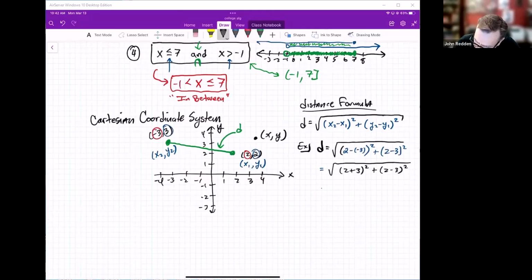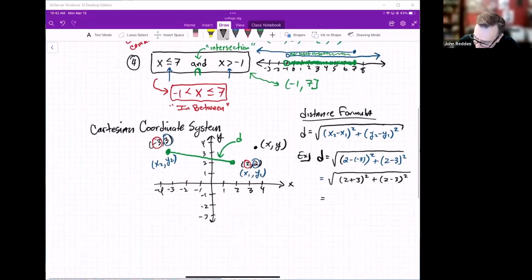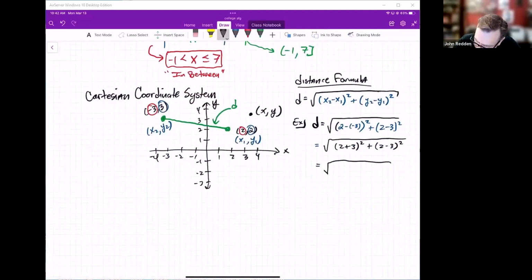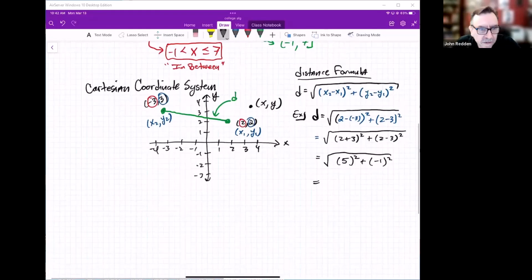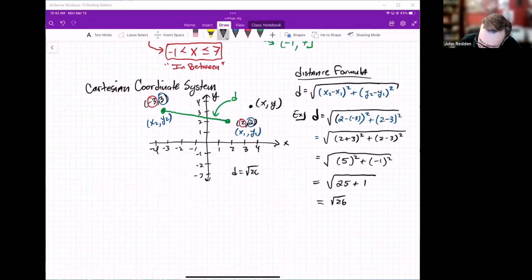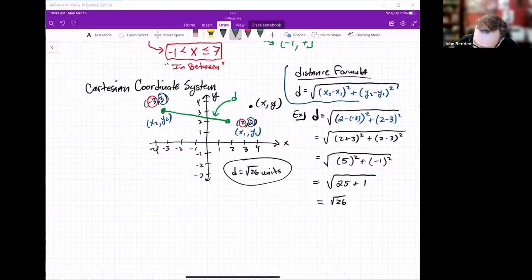I'll do that next. So I'm just showing my work. All right, so 2 plus 3 is 5. And then 2 minus 3 is negative 1. I'm sorry, I'm getting used to this Apple. It doesn't have palm rejection. The palm rejection on my PC was much better. So 25, negative 1 squared is 1. And so I get the square root of 26. All right, and so this distance is the square root of 26 units, whatever the units are. And that's using the distance formula. So it's basically just think of that as like a formula that you'll have to memorize and plug into.